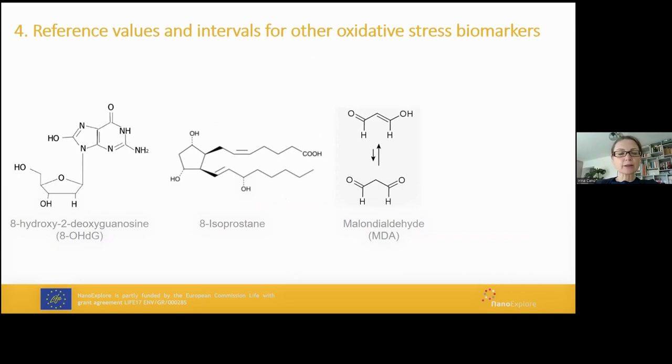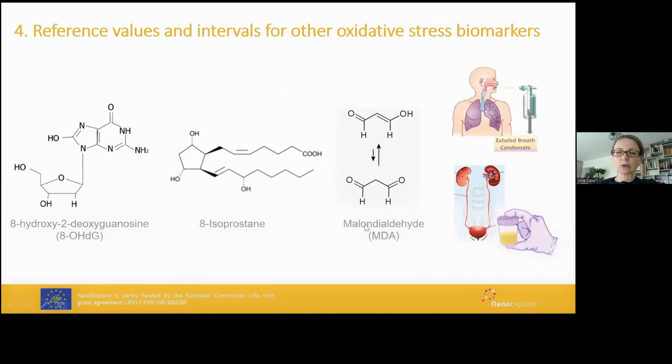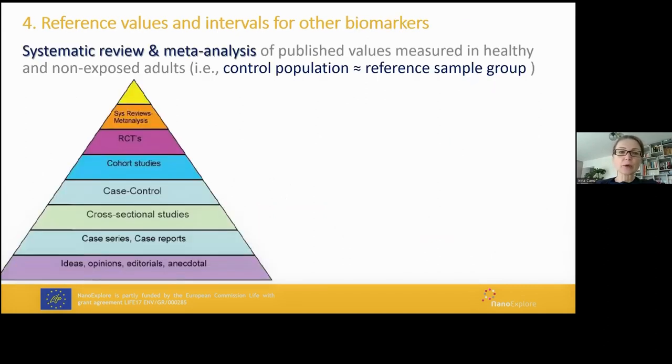Now, what can we do for other biomarkers? Because our lab is also working with biomarkers of oxidative stress measured in urine or in breath condensate, like 8-OHdG, isoprostane, and malondialdehyde. These biomarkers were developed several years ago, and many results have already been reported in the literature. And when we have a lot of results reported in studies, in epidemiological or toxicological or human exposure studies using cross-sectional, case-control or cohort studies, this provides some estimates.